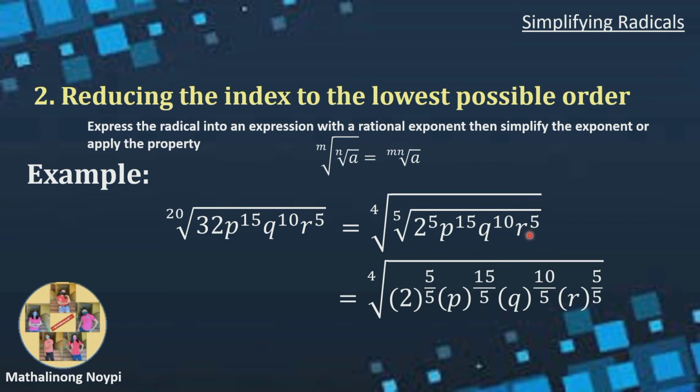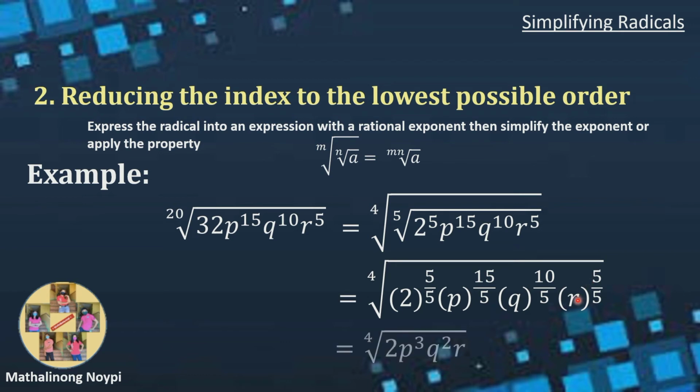So, naaalala nyo, di ba, ang ating lesson last time sa laws of exponents? So, na ang m ay yung nasa numerator and then yung n ay yung denominator. So, since ang ating n ay 5, so that is our denominator. So, i-convert na natin siya into exponential form. So, we have 2 to the 5 over 5, p to the 15 over 5, q to the 10 over 5, and r to the 5 over 5.